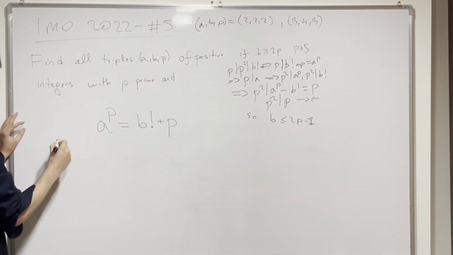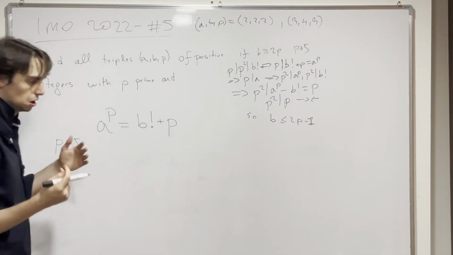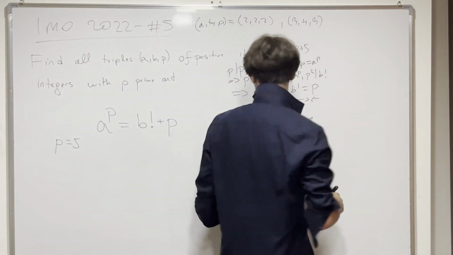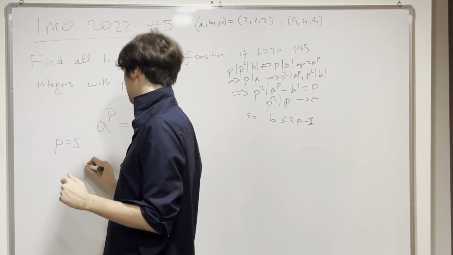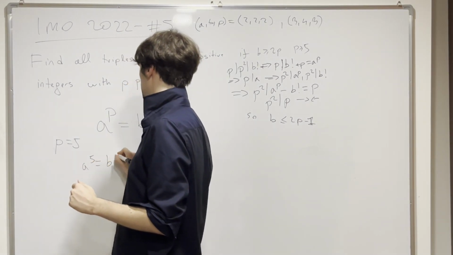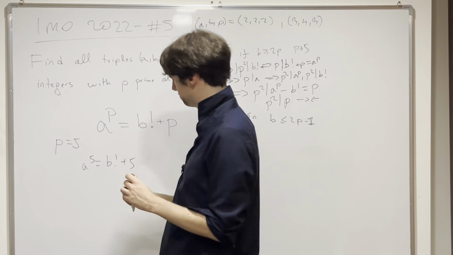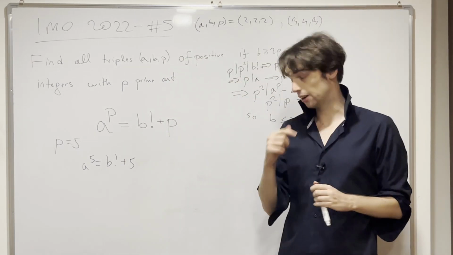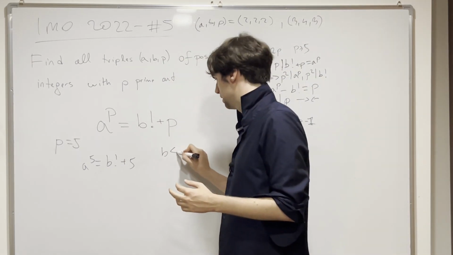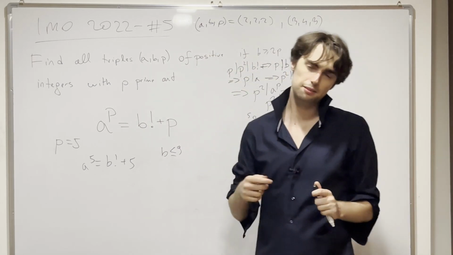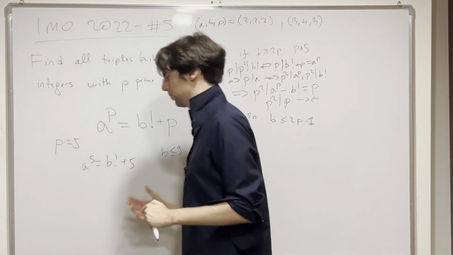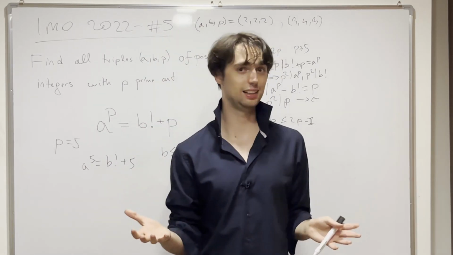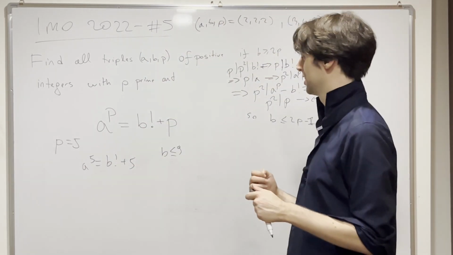Now let us go to p is equal to 5. See what is happening with p is 5. And mind you, with p is 5, I have a to the 5th is b factorial plus 5. And okay, I know b is less than or equal to 9, but I still have a lot of cases. I don't want to calculate 9 factorial. Please don't make me do that.